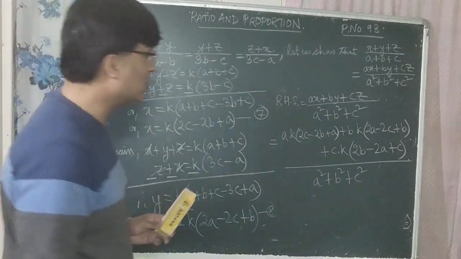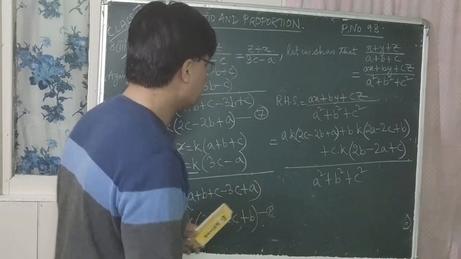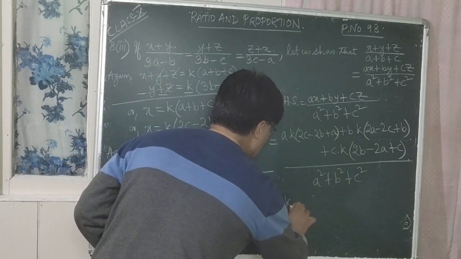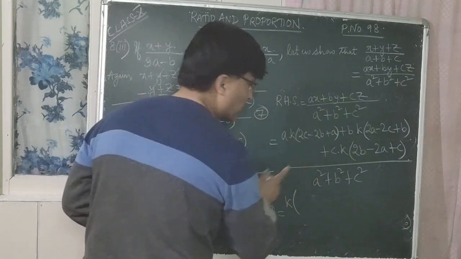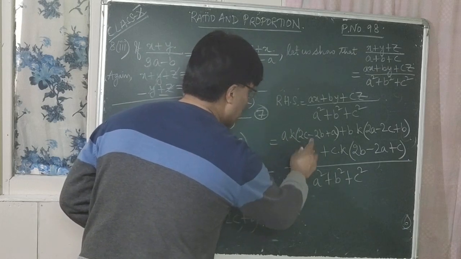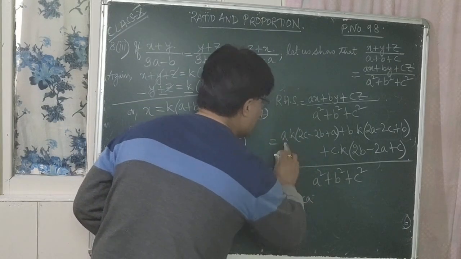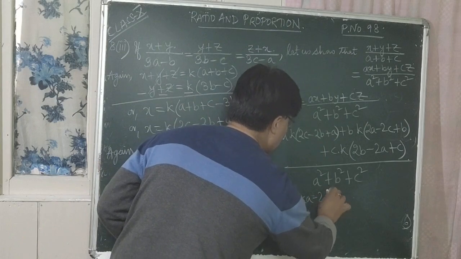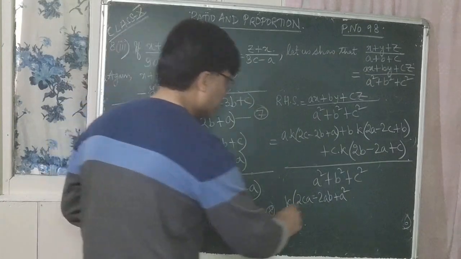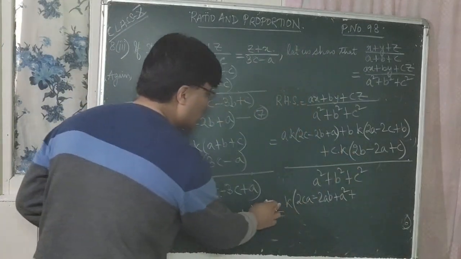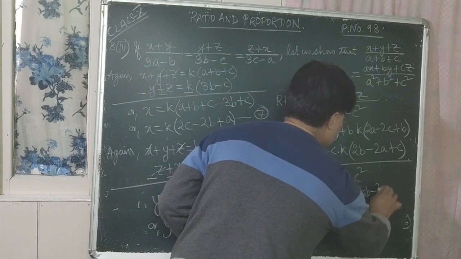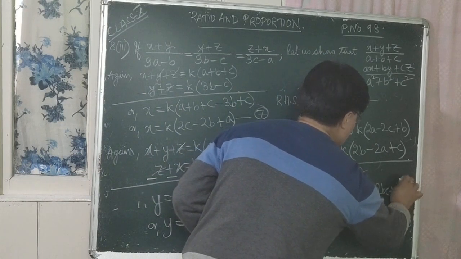So I think you have understood it. So let us simplify it further. Which is equal to, what is common here? K is common within bracket. Now let us multiply it. Now we have to multiply (2c - 2b + a) by a. That is 2ca - 2ab + a², right? Next, plus k is taken common out here, plus 2ab - 2bc + b².